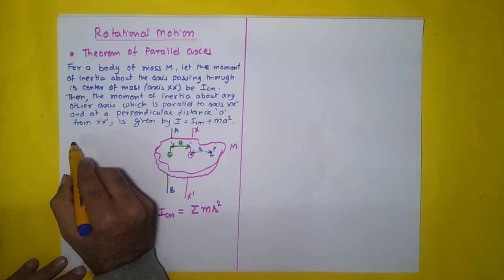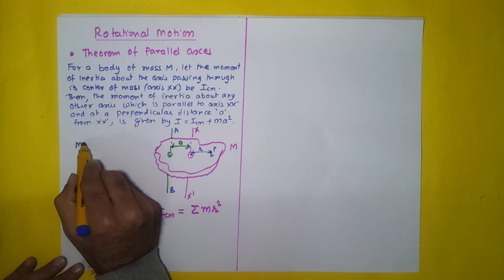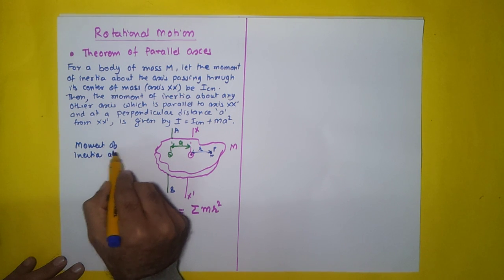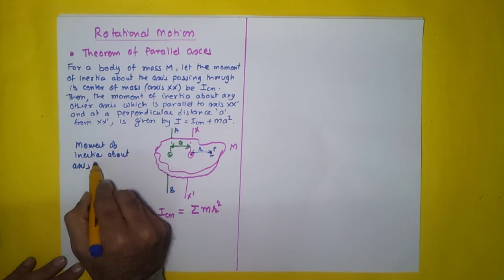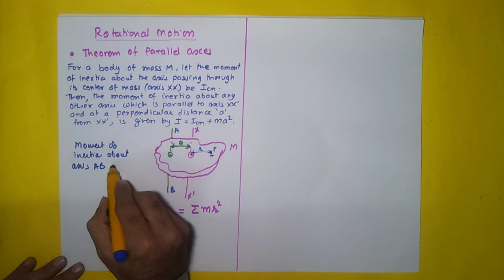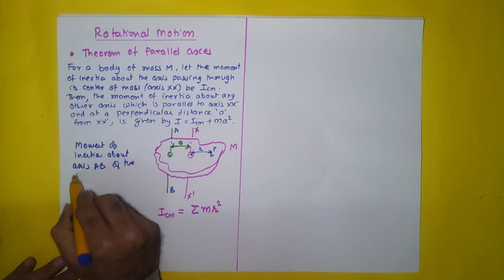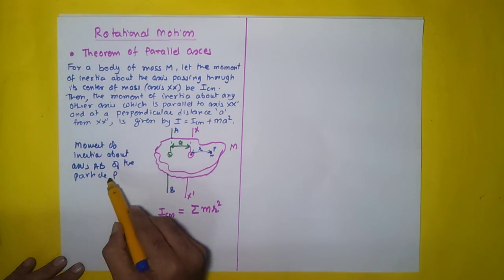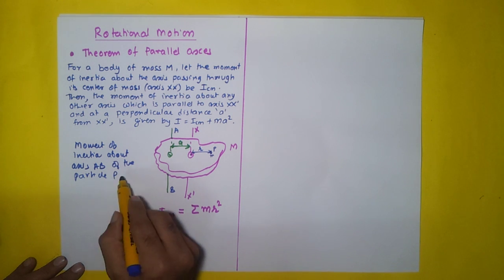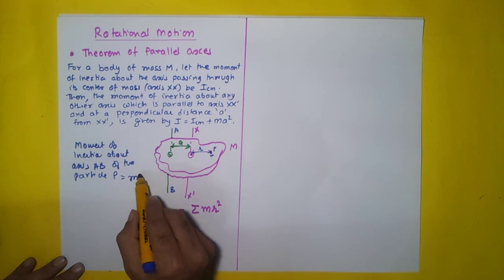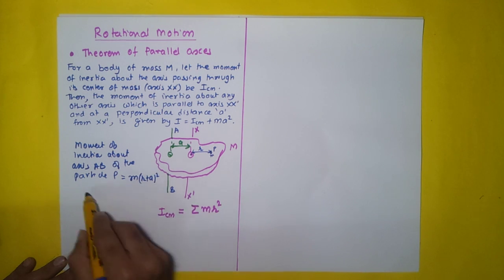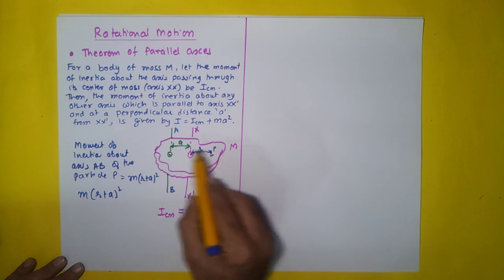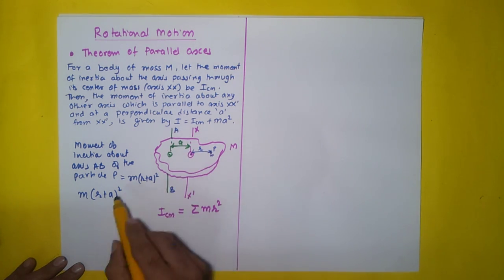so I'll write over here, moment of inertia of particle P about axis AB would be m into r plus a, whole square, because m is the mass of the particle and the distance from this axis is r plus a, whole square.